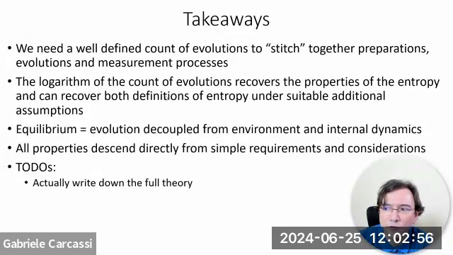The logarithmic count of evolution recovers properties of the entropies, and equilibria are really what allows us to have things that are decoupled from environment and internal dynamics. And so all these ideas are nice. What needs to be done is to actually write down the full theory. These are nice ideas, but we haven't yet developed all the mathematical machinery to do this, mainly because we got distracted by developing the machinery of other things. So we believe this is doable, of course, it needs to be done and ensure that it works.